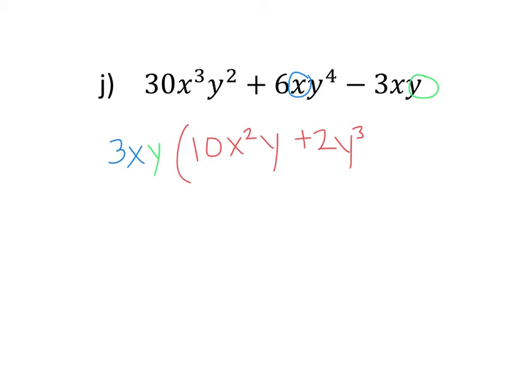Negative 3 divided by 3 is 1, negative 1 technically, so I know I'll have a minus. X divided by x is 1. Y divided by y is 1. So we need to put a 1 there.